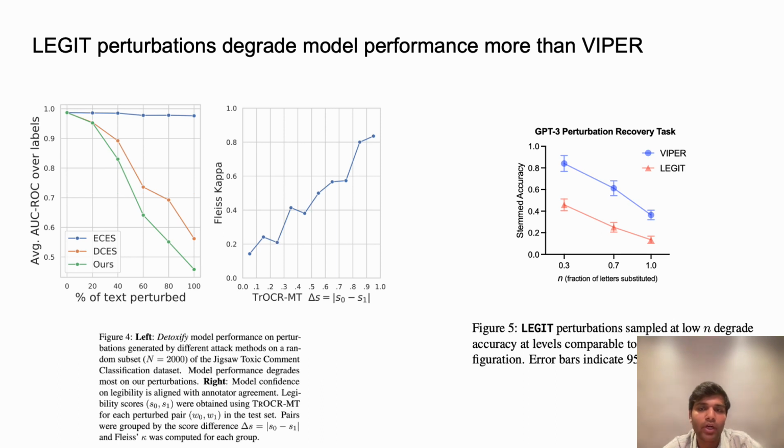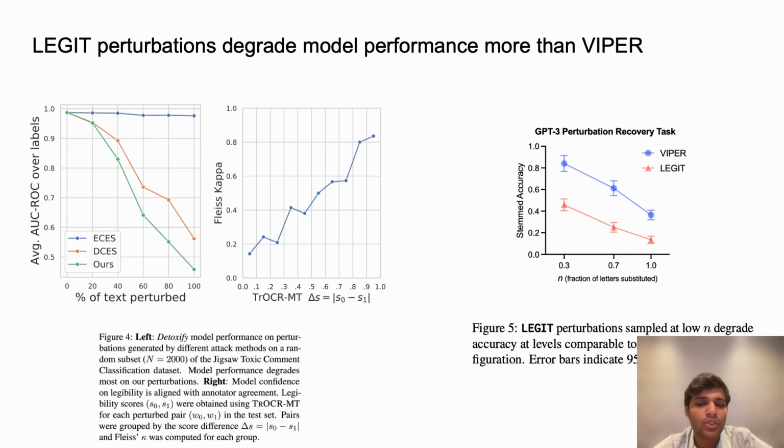Now we move on to comparing our perturbation technique with existing attacks. So our perturbation strategy, which we call the LEGIT strategy, is basically to take a word, perturb it using the nearest neighbor maps that I was talking about earlier, and then run it through the TrOCR MT model to get a legibility score. If it's not legible according to the model, then we discard that perturbation and we keep generating perturbations until we find one that is legible. And due to this, our technique can be a lot more effective at generating useful perturbations.